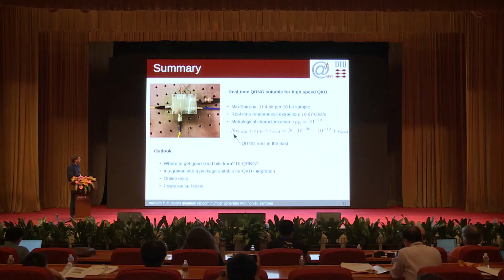And then, to summarize, by using this model with non-iid samples, we get a min entropy of 11.4 bit out of our 16-bit measurement. And we perform then real-time extraction on the FPGA of 10.67 gigabit per second. We do a metrological characterization so that we can be sure what the amount of randomness is with an epsilon of about 10 to the minus 12. And this gives us random numbers with an epsilon given by these three contributions.